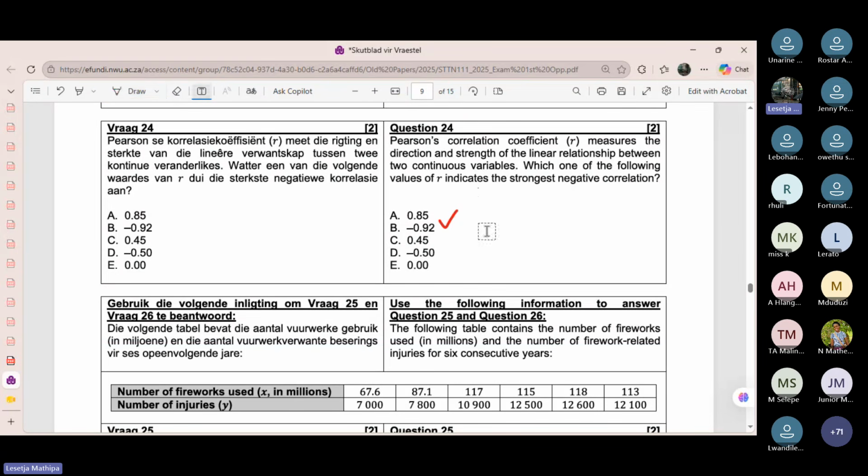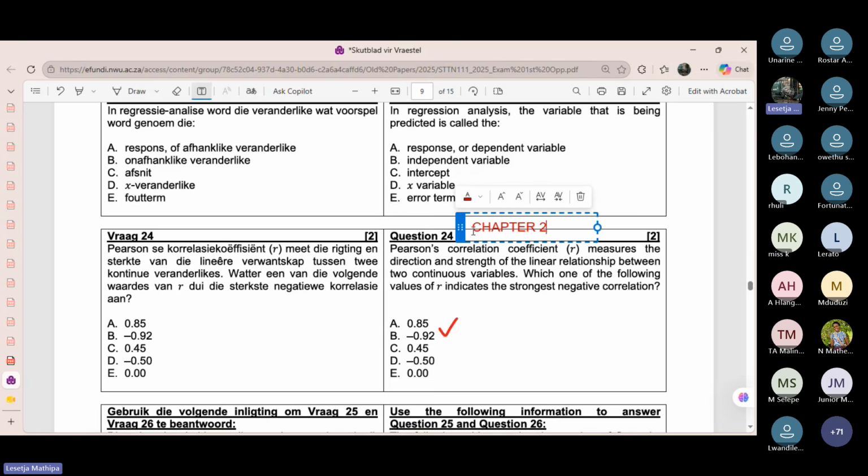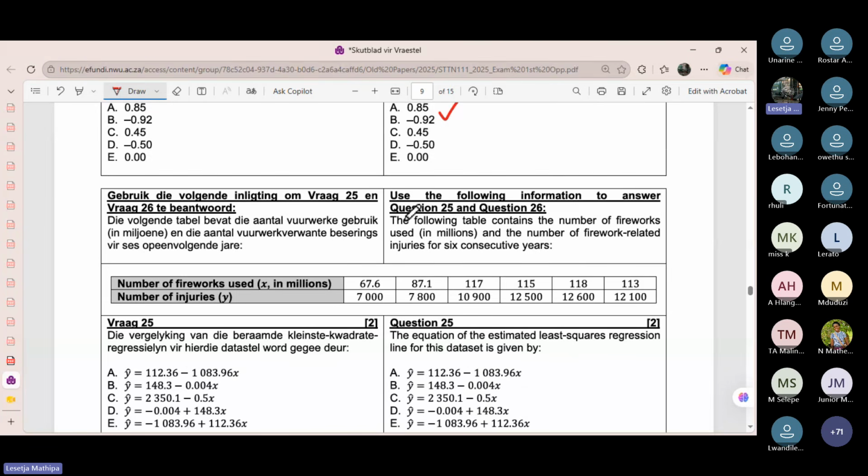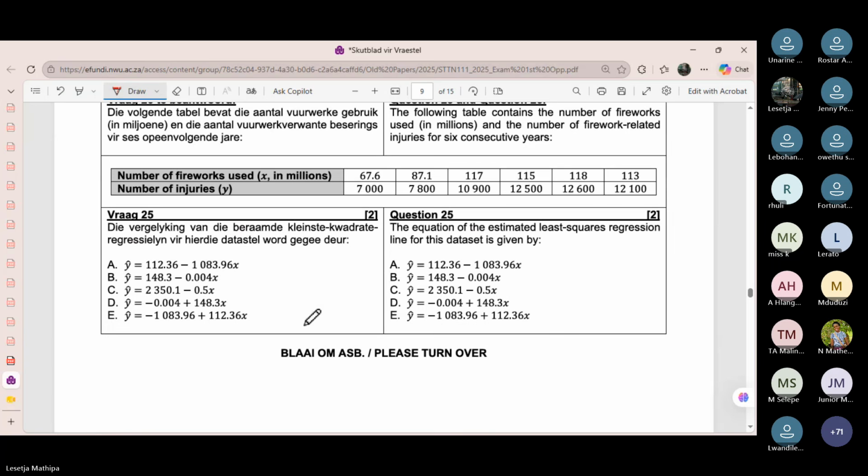So this one is chapter 6. Okay, then let's go to which one? Use the following information to answer question 25 to question 26. The following table contains the number of fireworks used in millions and the number of fireworks related inquiries for 6 consecutive years. So check, we have X, we have Y.